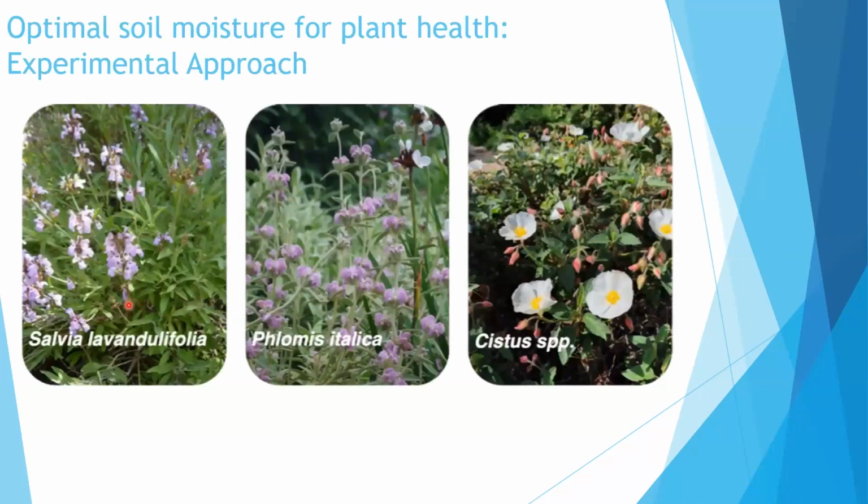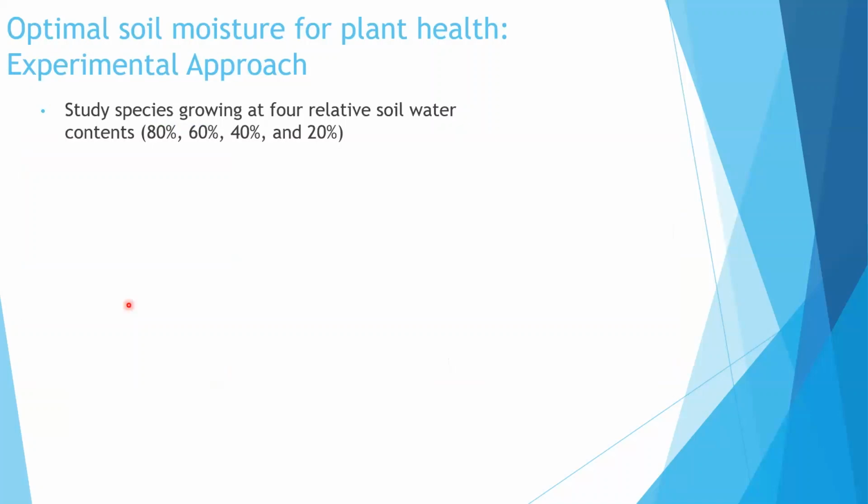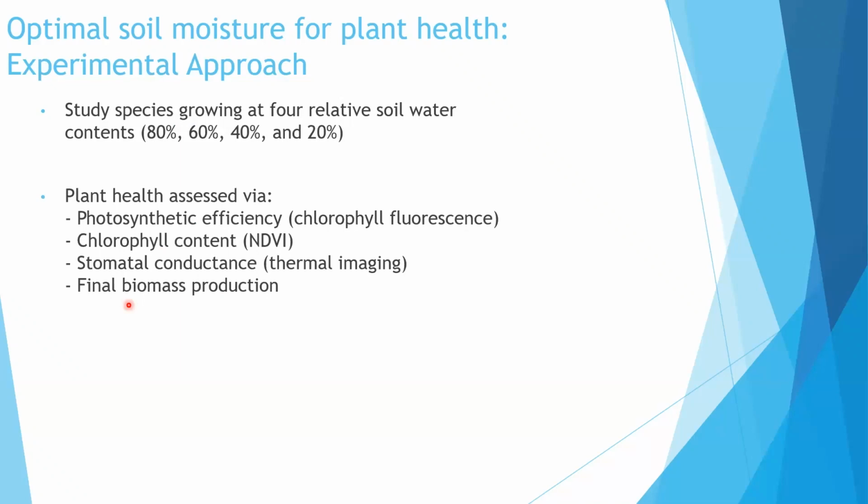To do that, we've got three of their most popular species, which are also popular plant varieties that they sell and are also quite drought tolerant. We're doing an experiment here at Essex where we will be growing them at four different relative soil water contents throughout. We will be assessing plant health by different technologies that we're really fortunate to have here at Essex as part of the Essex Plant Innovation Centre that Tracy has built up. So we'll be looking at photosynthetic efficiency, chlorophyll content, and water use, and also final biomass production and total water use outlay.